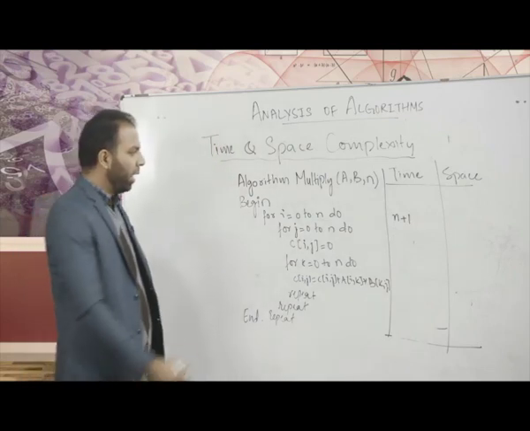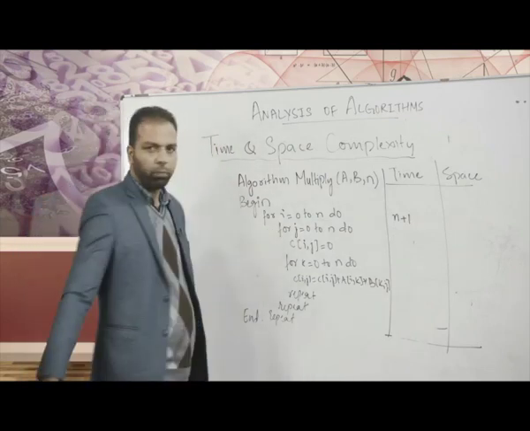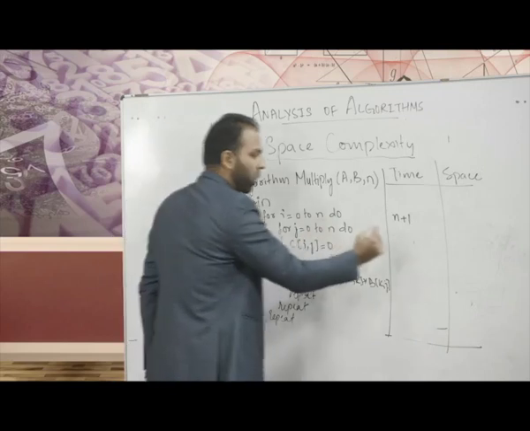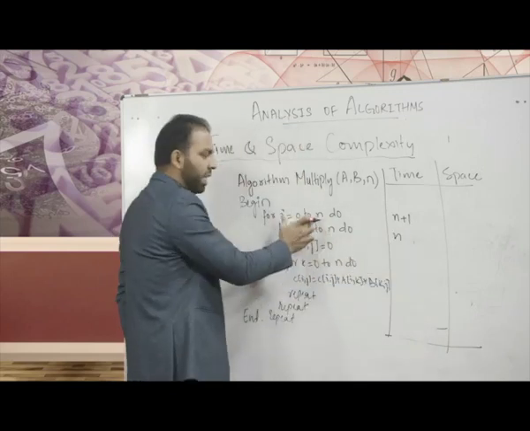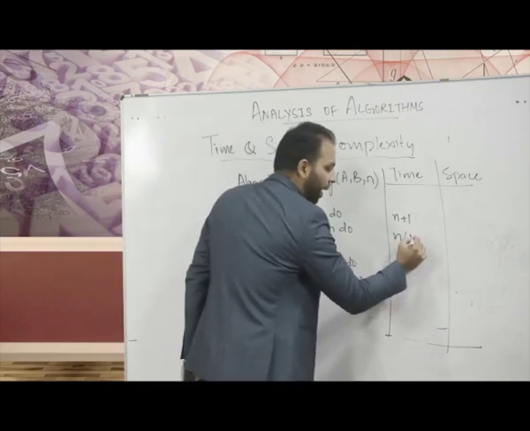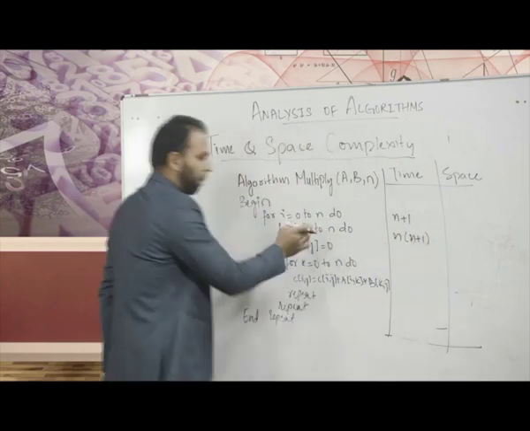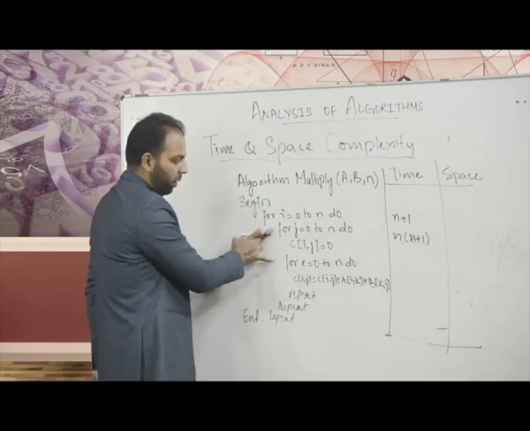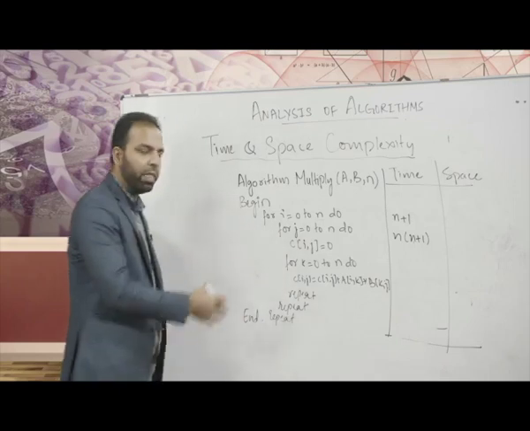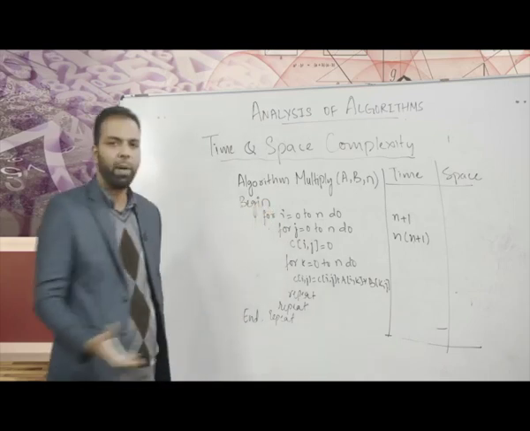Then if we look at this loop, it will itself be executed n times, but because it is inside this loop, it will be n multiplied by n plus 1, because it will be executed n times for each iteration of the outer loop. That's why I have multiplied it.